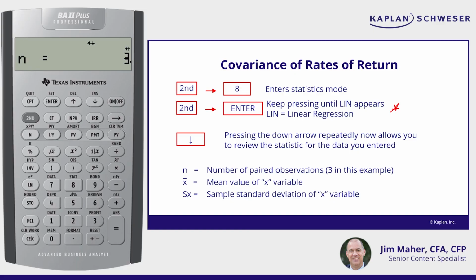There's our number of paired observations. You see that was 3, right? We had 3 observations for stock 1 and 3 observations for stock 2. Our mean variable of our X was 5. So I think this is pretty neat how it does all these calculations for you. Our sample standard deviation of our X variable here is 7.